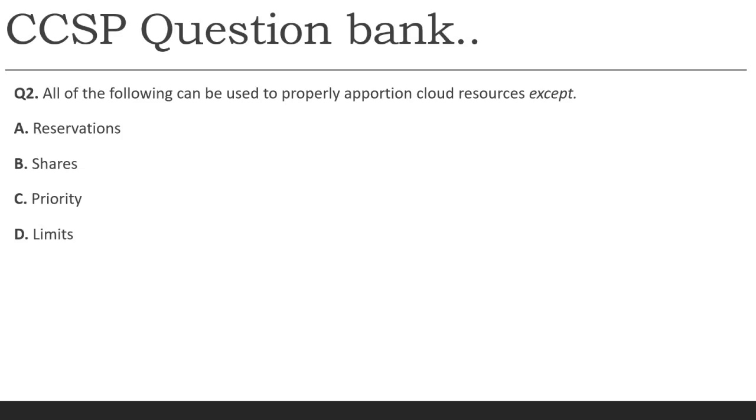The next is: which of the following can be used to properly apportion cloud resources, except? We have seen that the CCSP asks for the concept and also for the exact keyword that should be used. Reservation is one of the options. We have seen limits and shares also. There is no priority keyword in our course, and that's why the answer will be priority. Shares do work on priority, but the keyword is shares. So in the exam we have to use the exact keyword used for the concept.